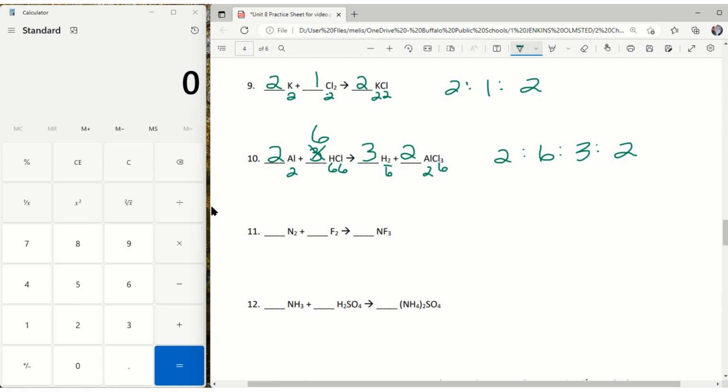All right, let's check this one. I have 2 N's, 1 N, 2 F's, 3 F's. Well, I don't know, you got to start somewhere. So let's try and fix the N's. Put a 2. So I have 2 N's and 2 N's. 2 times 3 is 6 F's. Can I make this be 6? I sure can by putting a 3 in front of here because 3 times 2 is 6. So this just needs a 1. So my ratio is 1 to 3 to 2. And nope, can't divide by anything other than 1.